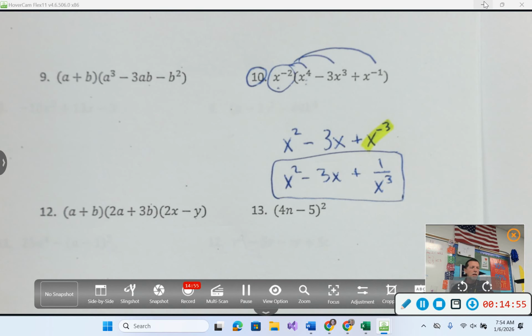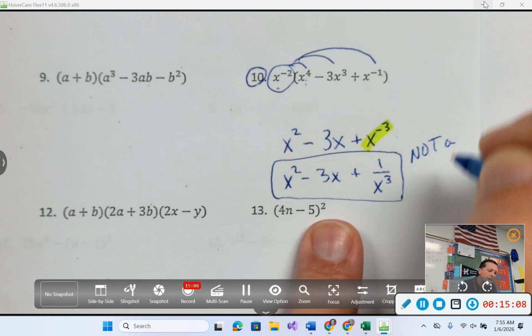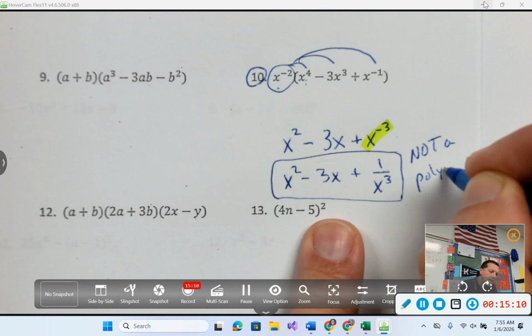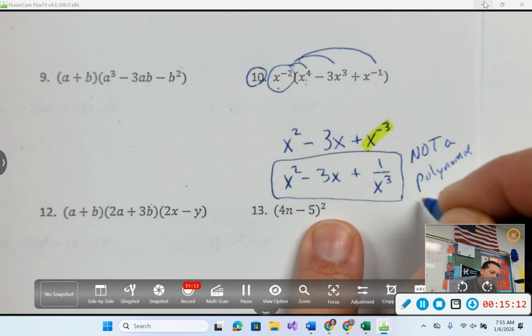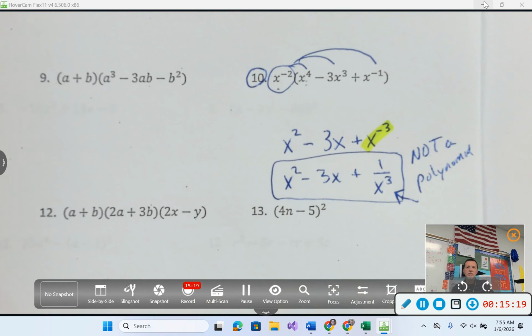Is that a polynomial? This isn't part of the question, but it could be. Brooklyn's like, I don't think so. And that's not a polynomial. Why not? Yeah, it's got a negative exponent. That term right there means it's not a polynomial. The other two are good, but that term means that thing's not a polynomial.